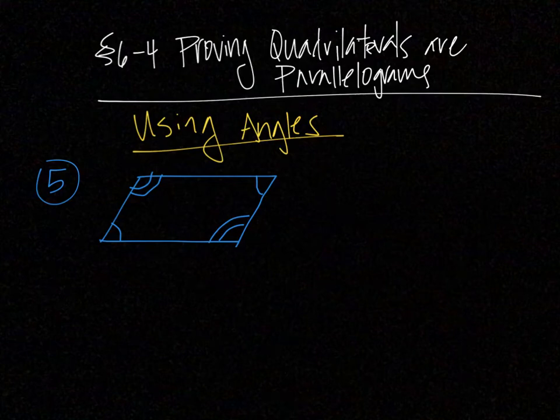So we have a total of 6 ways that we can prove that quadrilaterals are parallelograms. We've done using sides and diagonals, so side lengths. Now we're going to talk about using angles. So if the opposite angles in a quadrilateral are congruent, then the quadrilateral is a parallelogram.